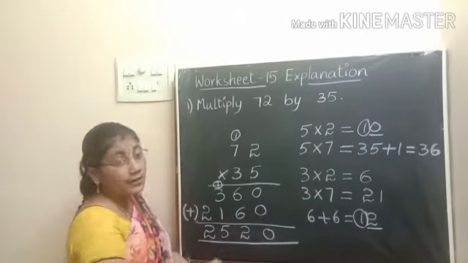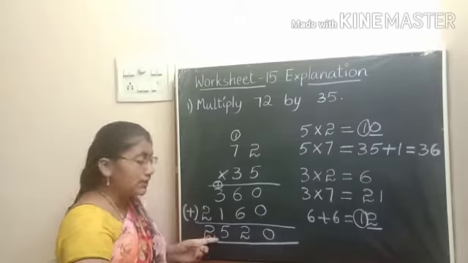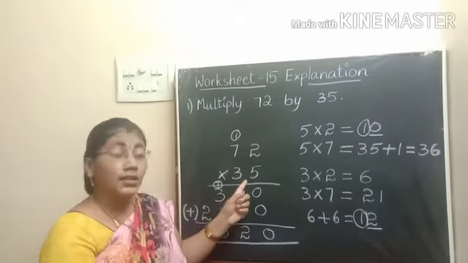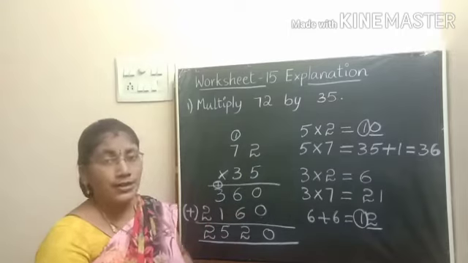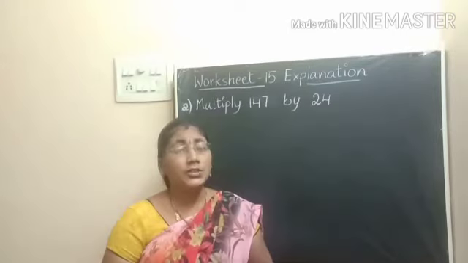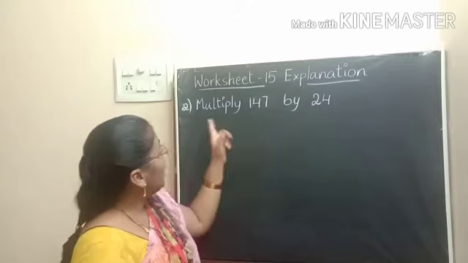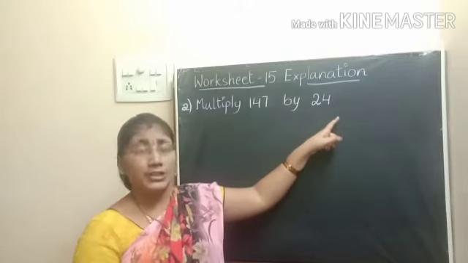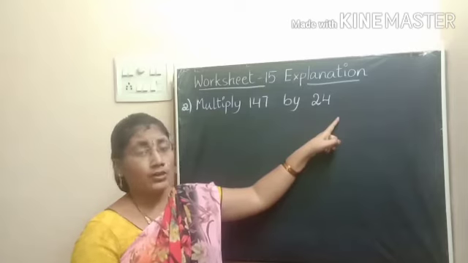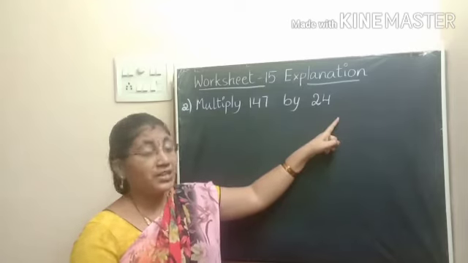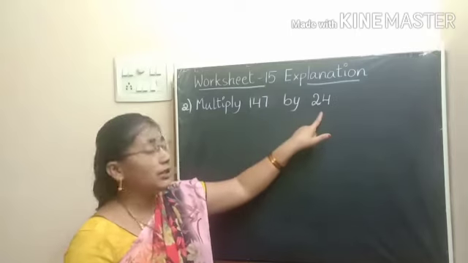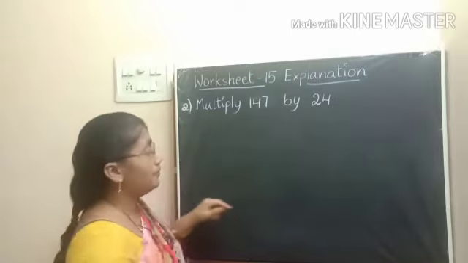2520 is the final result. This is called the product of 72 and 35. Understood, children? The next question is multiply 147 by 24. Here 147 is the multiplicand, 24 is the multiplier.